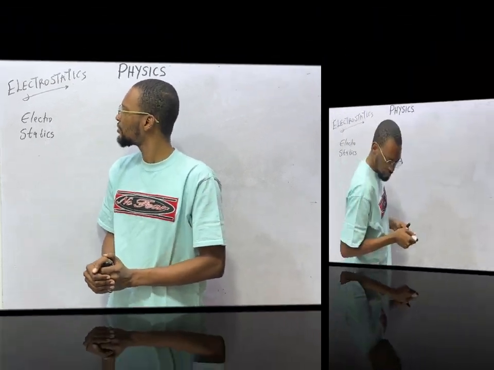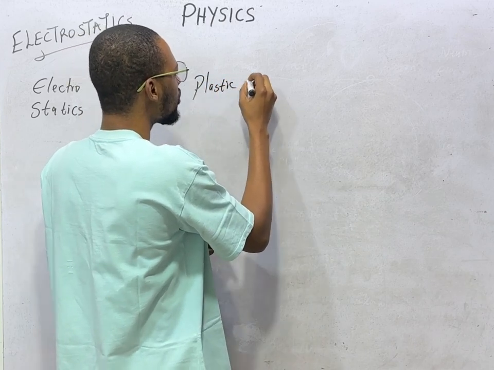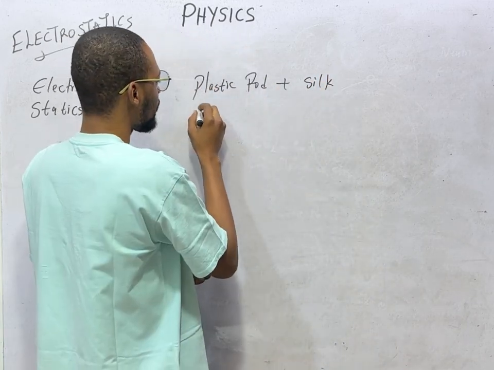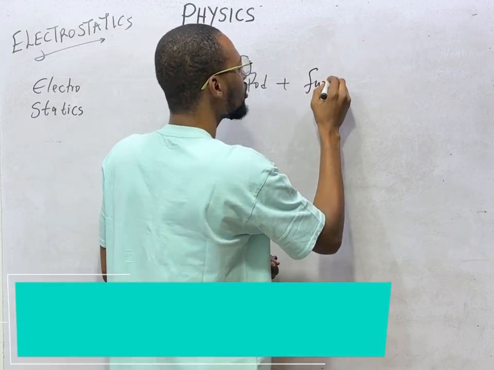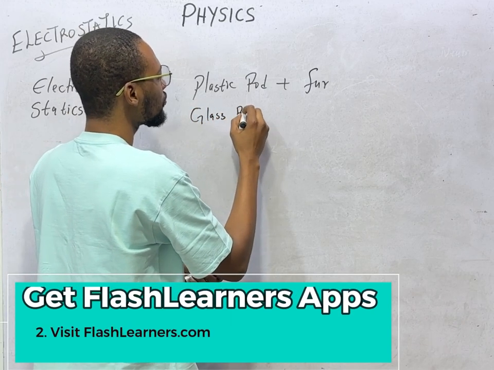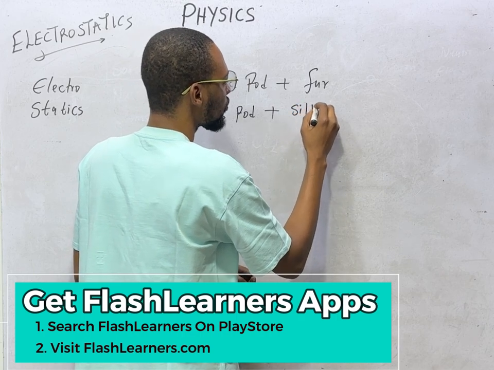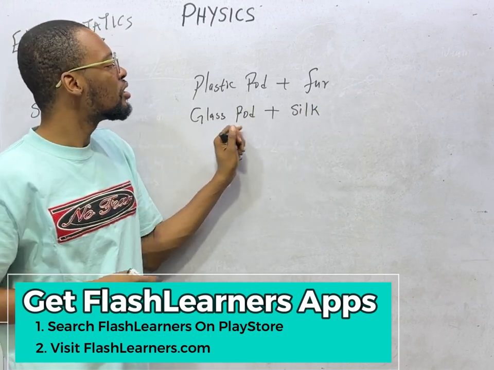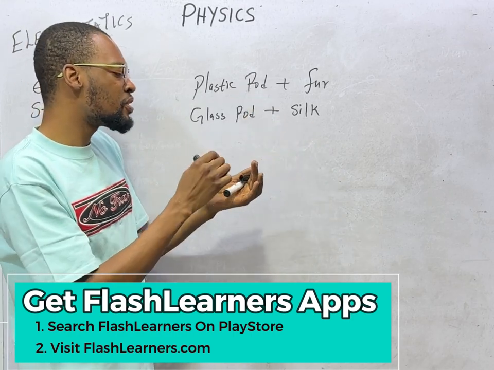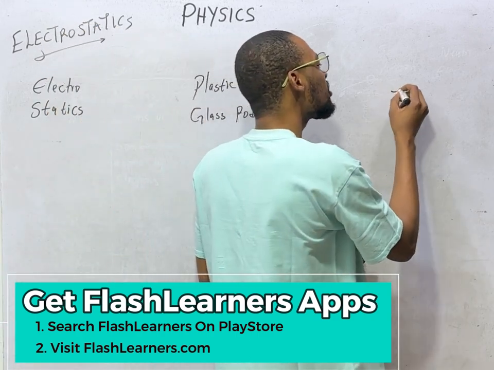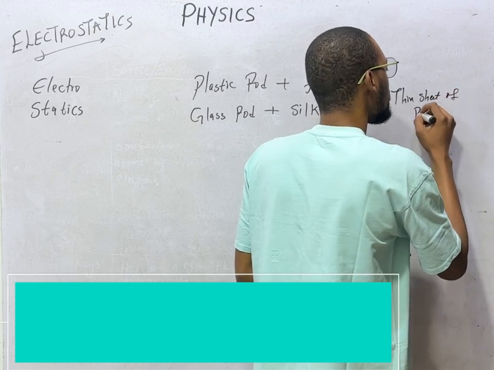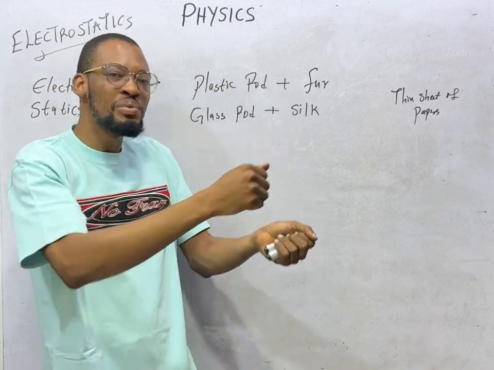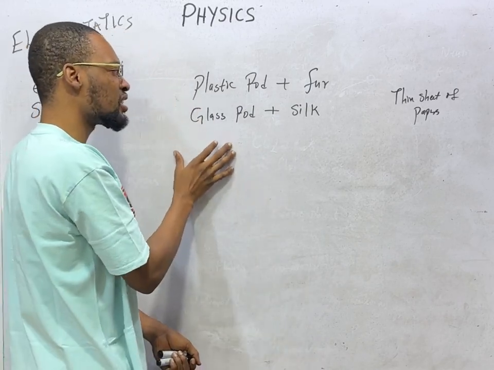So let's see something. If I give you a plastic rod plus fur, or a glass rod plus silk. So if a plastic rod is rubbed with fur, or a glass rod, or some people will say an ebonite rod, rubbed with silk, by the time they get rubbed, it will have the ability to attract thin sheets of paper. Even a comb, when you rub it closely on your head, gets charged and can even attract thin pieces of paper. So these are examples of electrostatics. That is how this works.